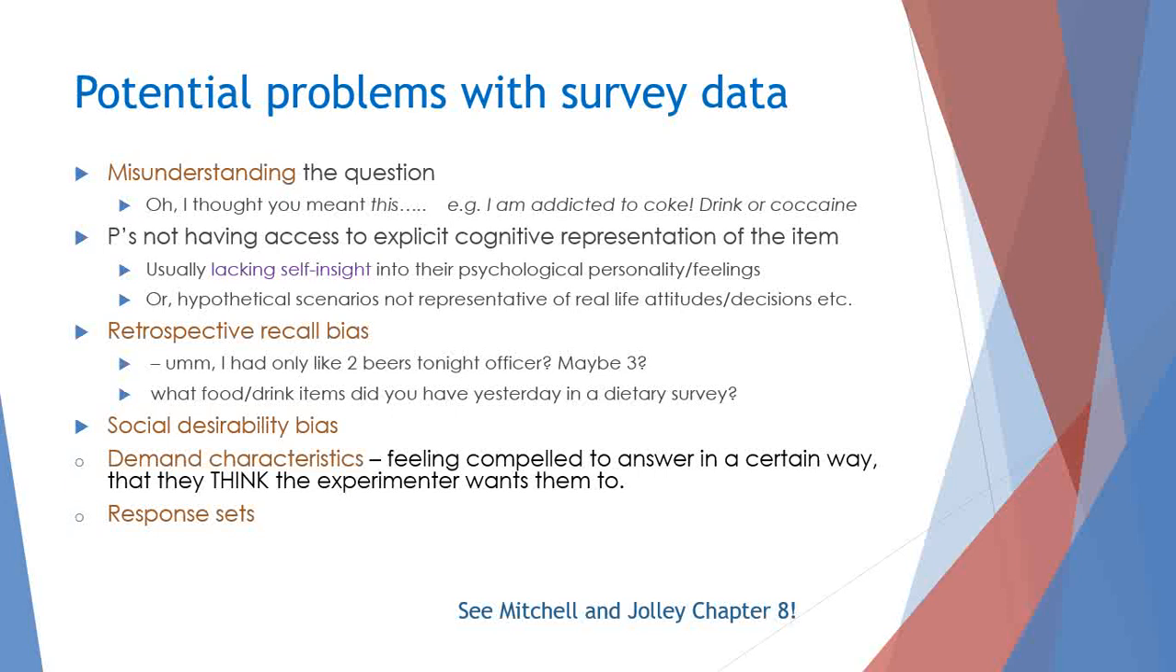We also have the problems of response sets, where someone just goes tick, tick, tick, tick. So a dummy vote, maybe they go in a diagonal, maybe they answer in the midpoint. These can really affect the reliability and validity of your items in your survey.